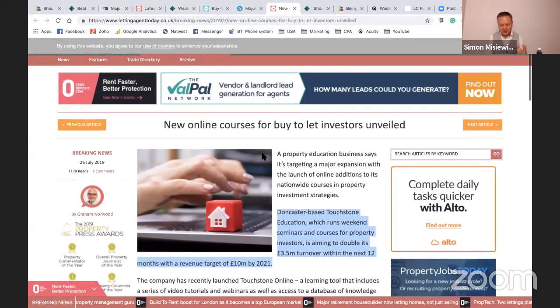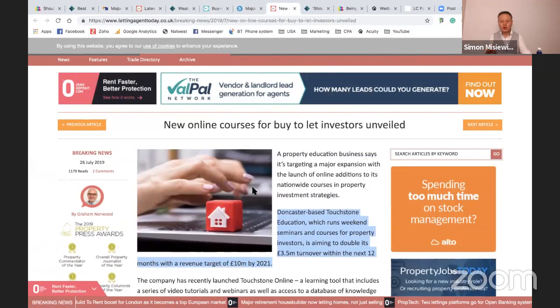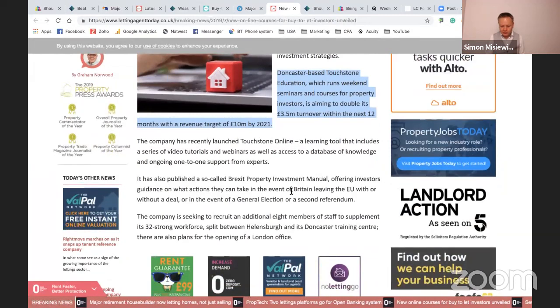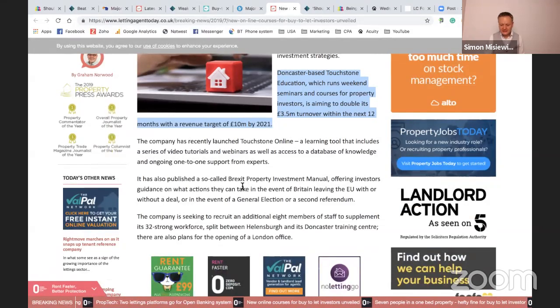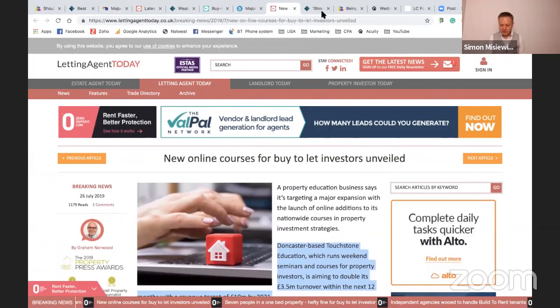But again, it's an interesting one to say that if these guys are thinking about doing courses, then buy-to-let is not dead by any means, and there are different ways. Interestingly enough, it talks about a so-called Brexit investment manual as well. So it's looking at different ways of investing in property. So if you're looking at ways of investing, then maybe have a look at this article by Letting Agent Today, new online courses for buy-to-let investors unveiled. So have a look at that article as well.